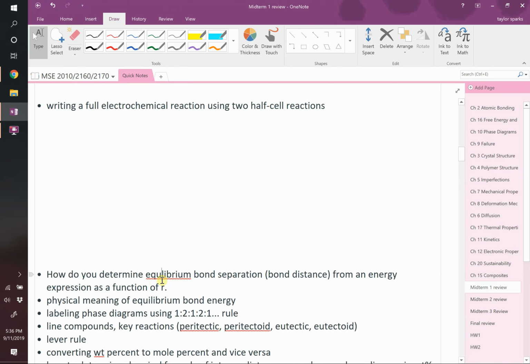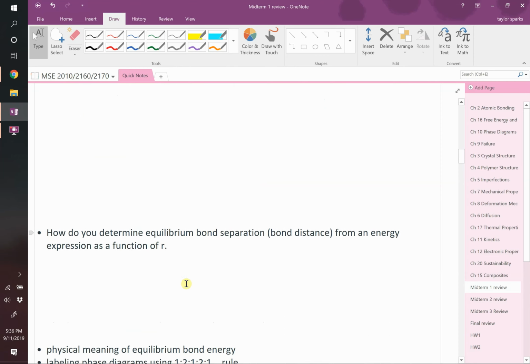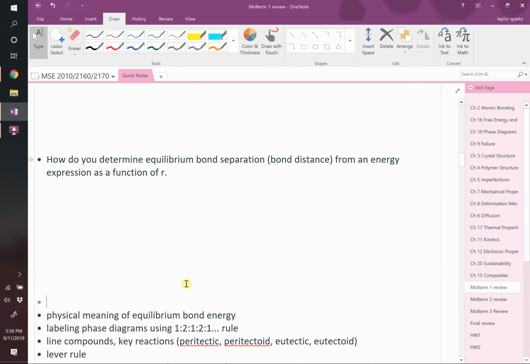The bond separation, what's that? How do you determine equilibrium bond separation? Oh yeah, right here. So if you know what E is, given by this: E is equal to negative A over R plus B over R to the N, right? That's your energy expression. Let's assume that I gave you A, or you solved for it, and then I gave you B and N. So you have energy as a function of radius.